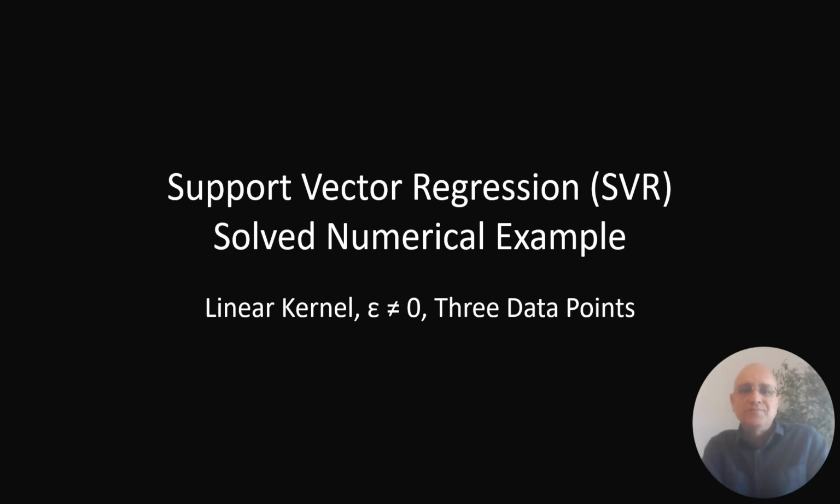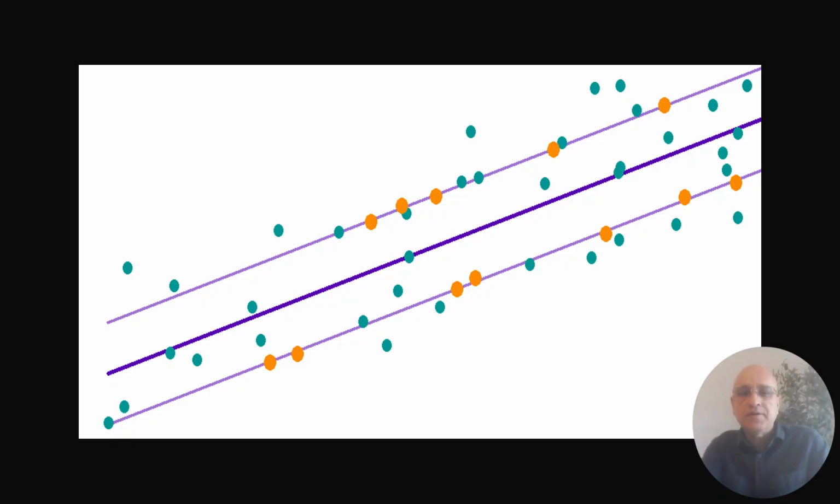Hello everyone, today we will discuss support vector regression and we are going to solve a math example. So let's start. First of all, let's start with the diagram for the support vector regression. There's an upper boundary line, a lower boundary line, and in the middle is the regression line.